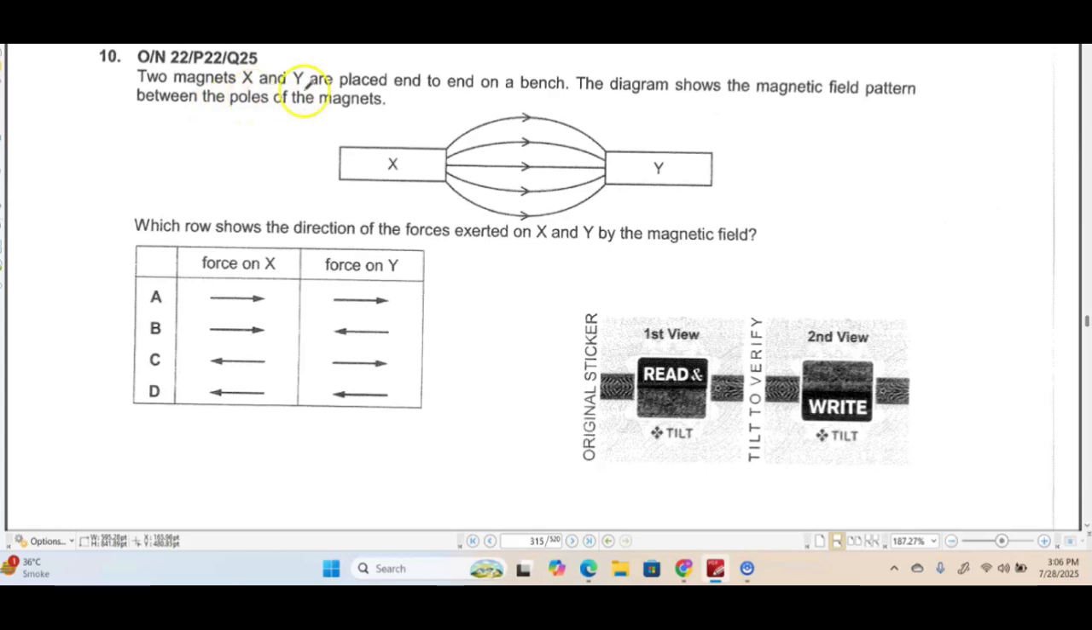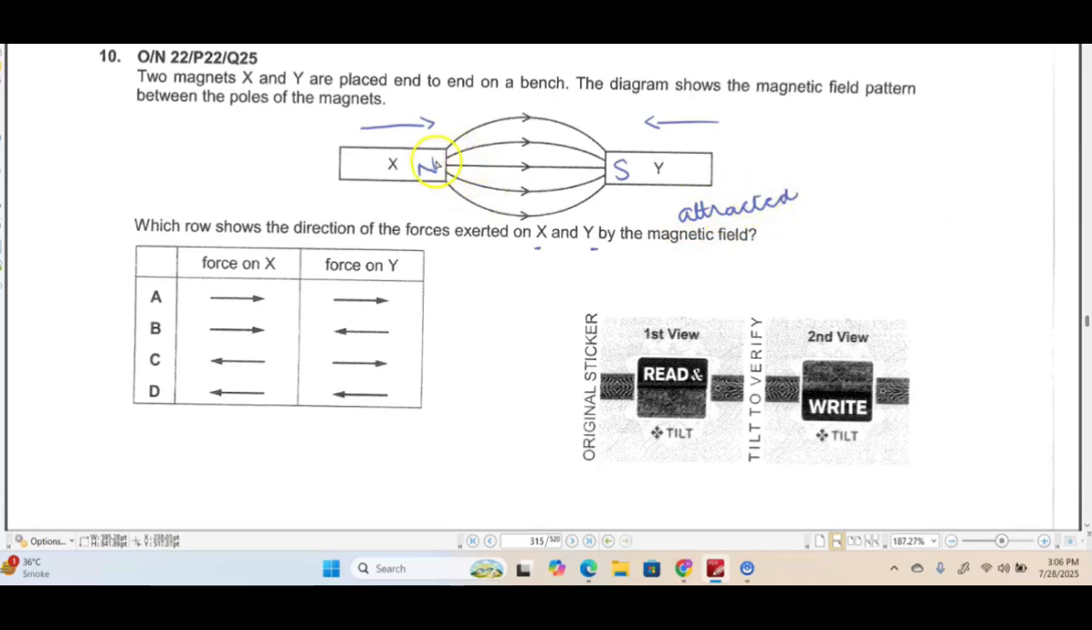Question number 10. Two magnets X and Y are placed end to end on a bench. The diagram shows the magnetic field pattern between the poles of the magnets. Which row shows the direction of the force exerted on X and Y by the magnetic fields? So force on X is in this direction and force on Y is in this direction. Why? Because this is basically our north and this is our south. So they are going to be attracted towards each other.